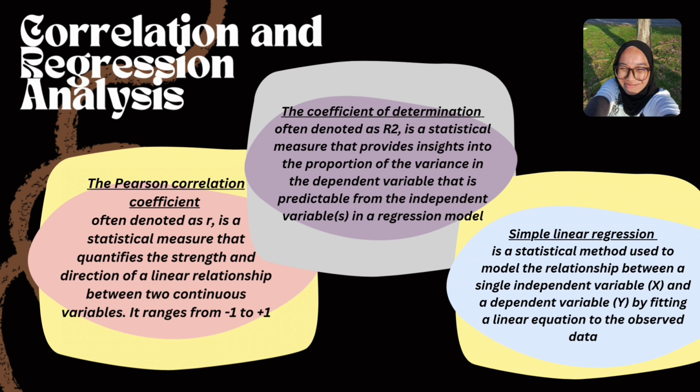The second one, we have the coefficient of determination, which is often denoted as R2. It's a statistical measure that provides insight into the proportion of the variance in the dependent variable that is predictable from the independent variables in a regression model. And the last one, we have simple linear regression, which is a statistical method used to model the relationship between a single independent variable, which is x, and a dependent variable, which is y, by fitting a linear equation to the observed data.